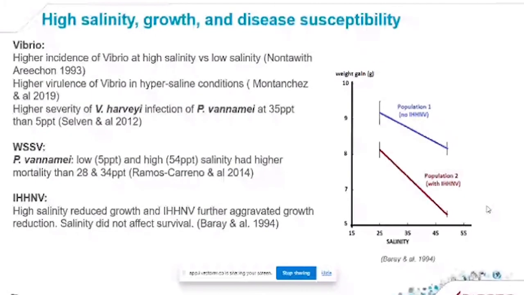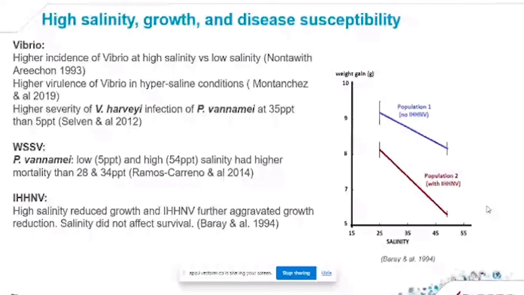So what happens again under high salinity conditions? You have a higher incidence of Vibrio at high salinity compared to low salinity, and higher virulence of Vibrio in hypersaline conditions. And a study by Sullivan in 2012 showed that you had a higher severity of Vibrio alveolar infection of Vannamei when they were kept at 35 ppt compared to those kept at 5 ppt.